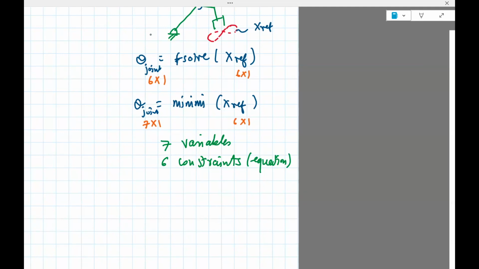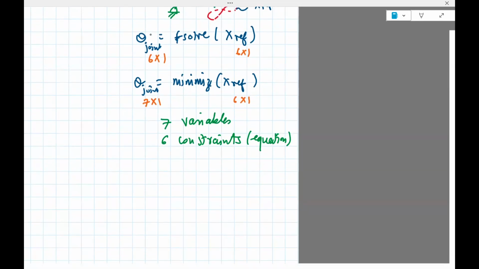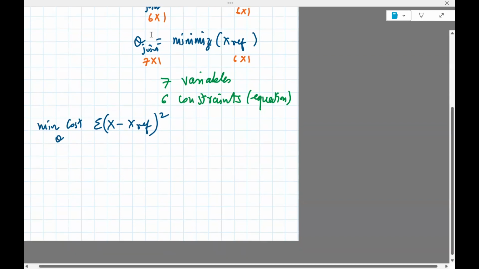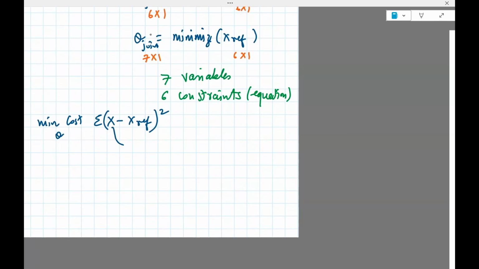Minimize will do it. So what you'll do, for a problem like this, is specify a cost, which would perhaps be x minus x ref summation square. You're minimizing this cost over theta. But it's not clear what x is. Well, x will come from your forward kinematics. x equals f of theta, forward kinematics.